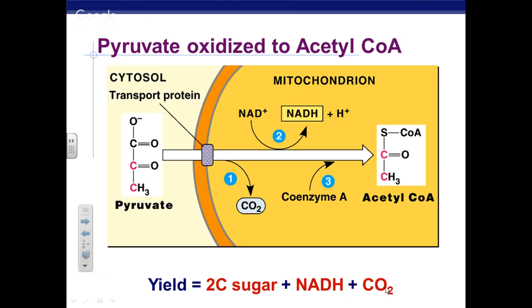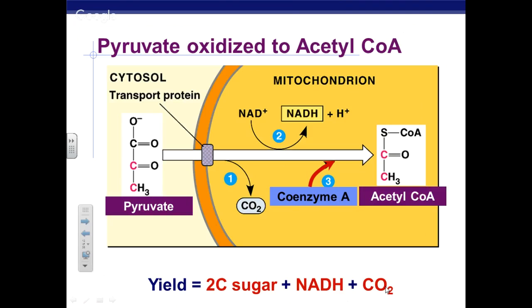And then the NAD becomes reduced to make NADH. And then coenzyme A is attached down here. And then we have our acetyl-CoA. There's still hydrogens left with their electrons. So there's still stuff in there that can be taken off. So that was our little oxidation step.